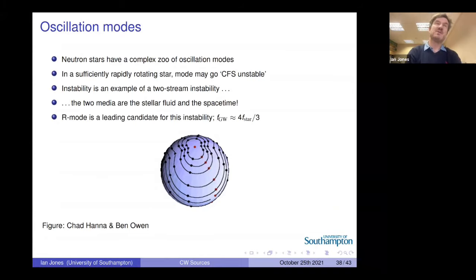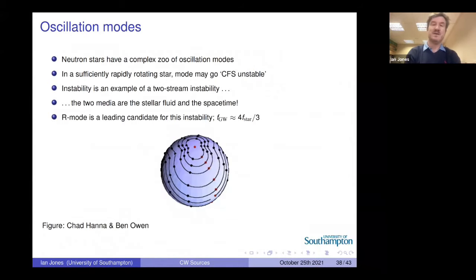The Coriolis force is a sort of fictitious force that one invokes if you're doing Newtonian dynamics in a rotating frame. So if you were sitting on a rotating star, if you were to kick it in some way, you would say that it's this Coriolis force that's causing your fluid elements to oscillate and providing the restoring force. So that's interesting enough in itself. It turns out that the frequencies of these R modes are to some approximation 4/3 of the rotation frequency of the star. And so for many pulsars, they're in a sensible range for LIGO and Virgo to look at.